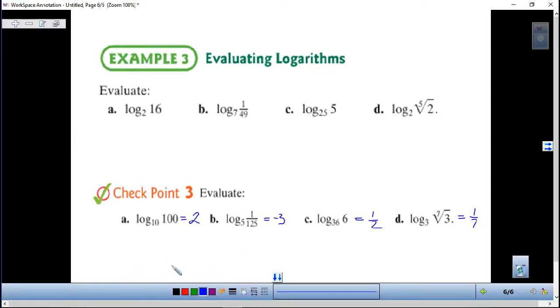All right, so here are the answers for these problems. Log base 10 of 100. We're saying 10 raised to what power gives us 100? Well, if you square 10, you're going to get 100. So that's the answer, 2, that exponent.